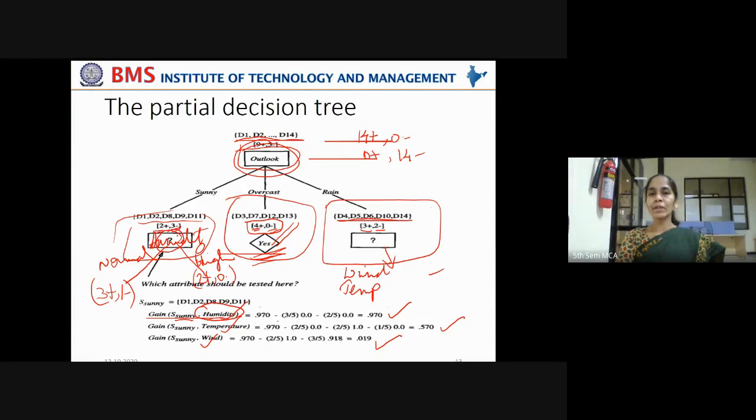Why are you not using humidity? It is already used here. Why are you not using outlook? It is already used here. So the remaining attributes are wind and temperature.